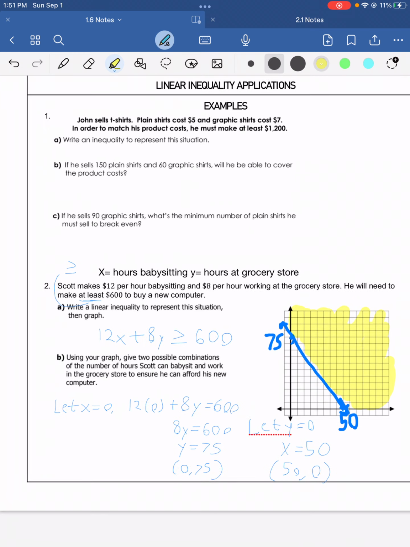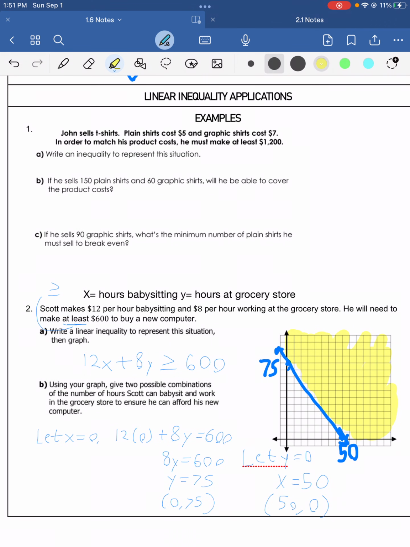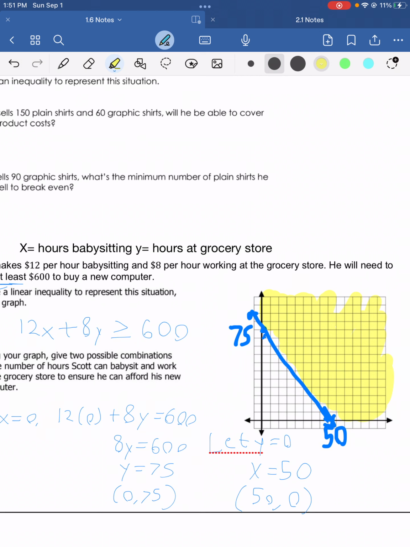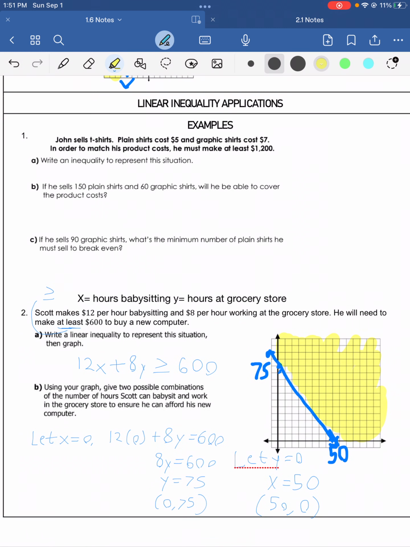Okay, and then it says for part B, so part A wants us to graph it. Then B wants to give us two possible combinations to ensure that he can afford it. Okay, so you would just pick any point in here. So it has to be over 50. Like how we can do this is we know if he babysits for 51 hours, he'll get it. Okay, he doesn't even need to work at a grocery store. So like one solution would be like 51 comma 0. That would be one solution.